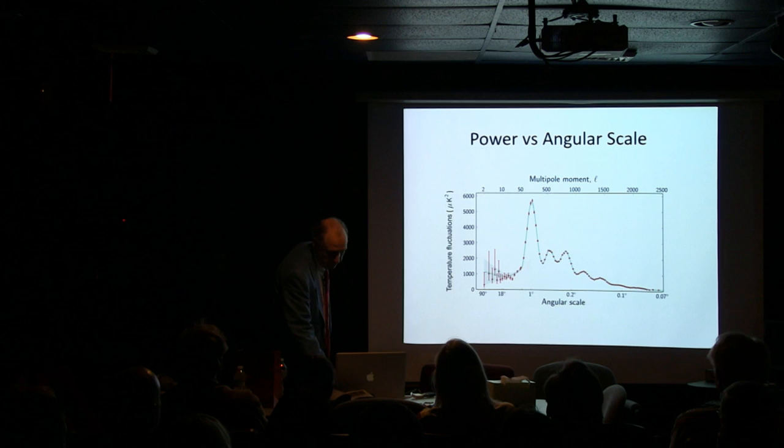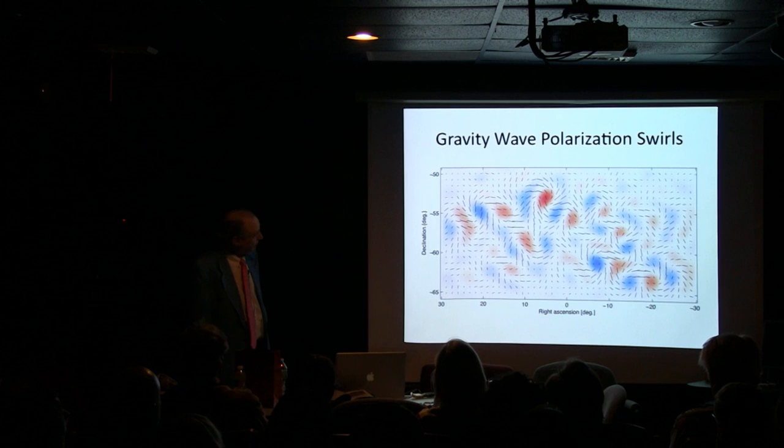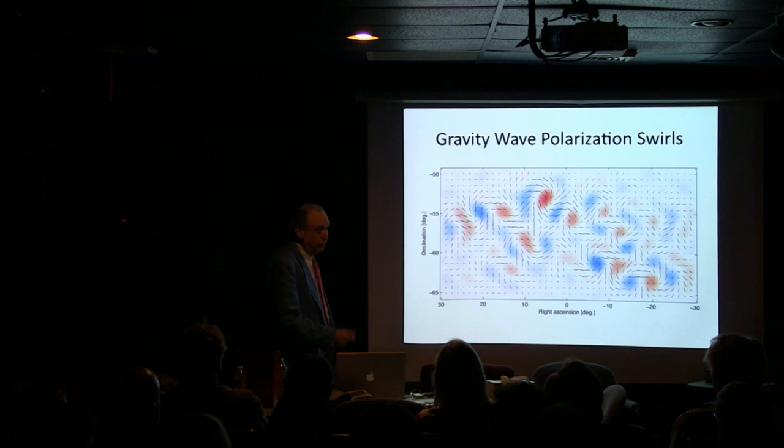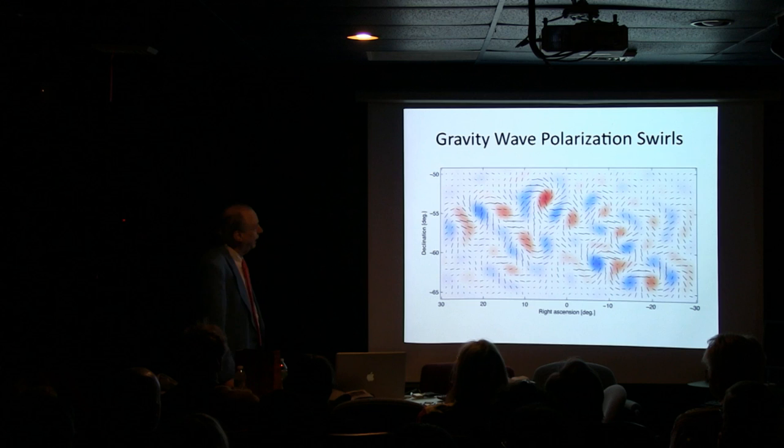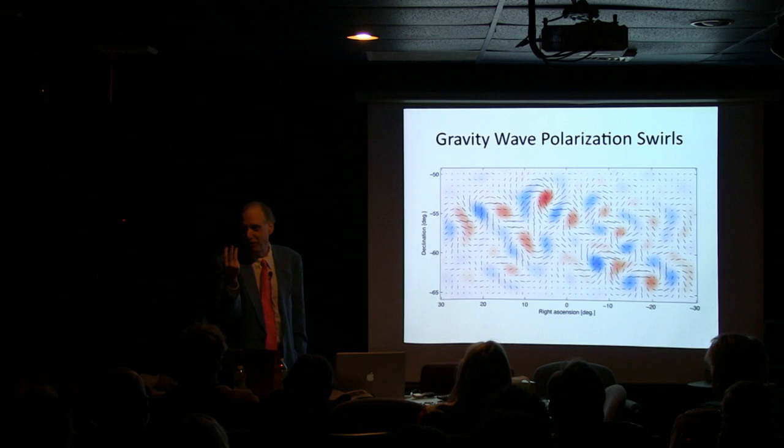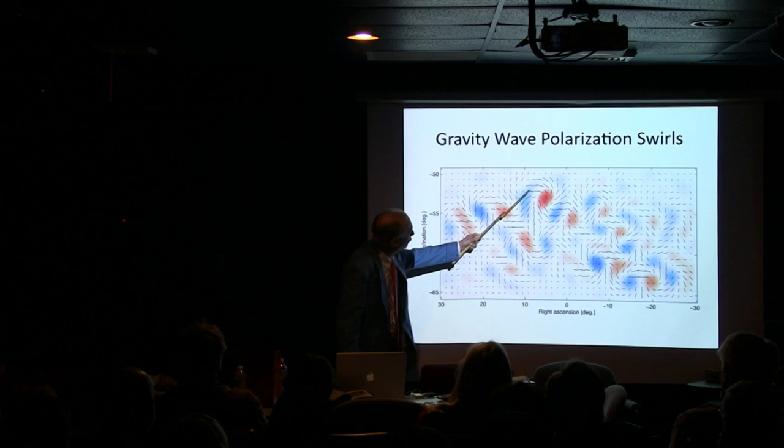Now recently this year, a group led by John Kovac at Harvard, observing at the South Pole in the microwaves, observed the polarization of the microwave background for 3 years. They had to observe many seasons overnight, you know, in the South Pole. This is 3 years of observations. They found a swirling pattern in these.